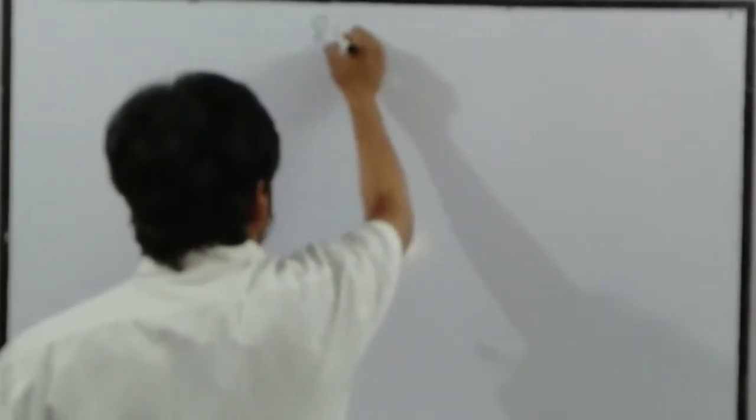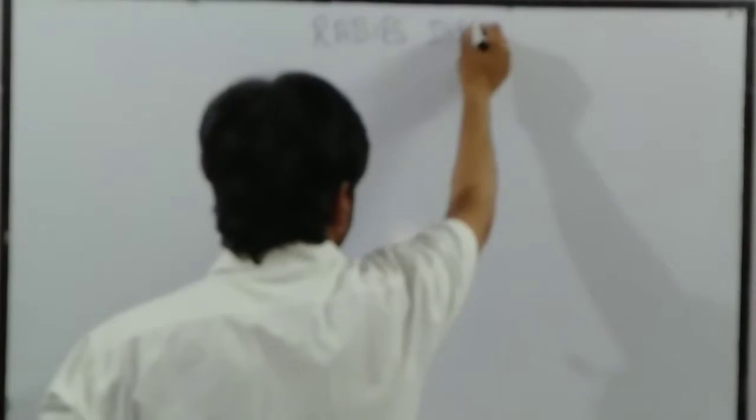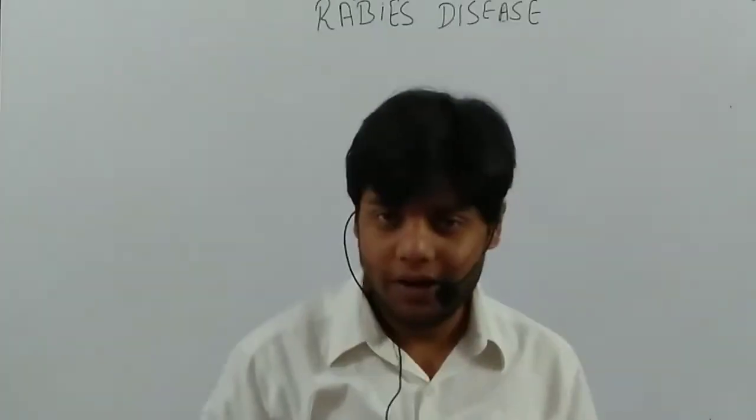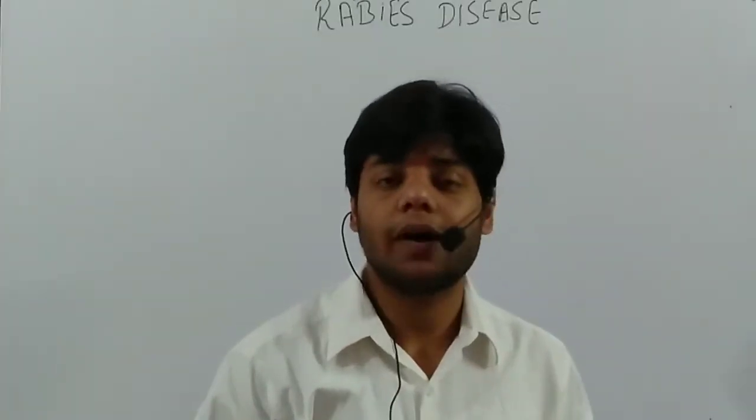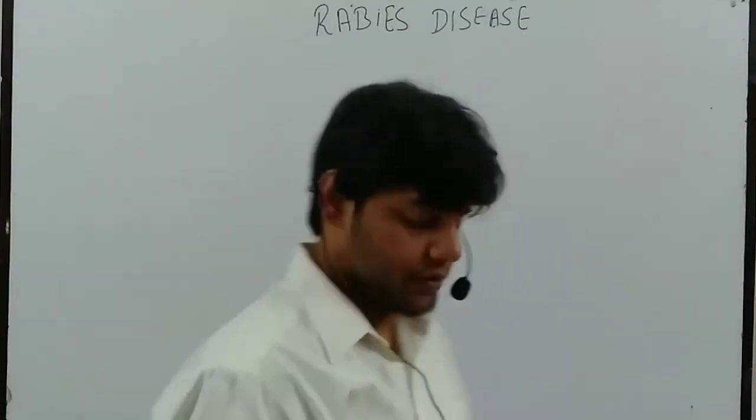Today in this video lecture we are going to talk about a disease which is usually known as rabies disease. Let me write rabies disease. Now, what is rabies disease? It is a viral disease which is usually caused by what we call the rabies virus. So let me write the point: viral disease.